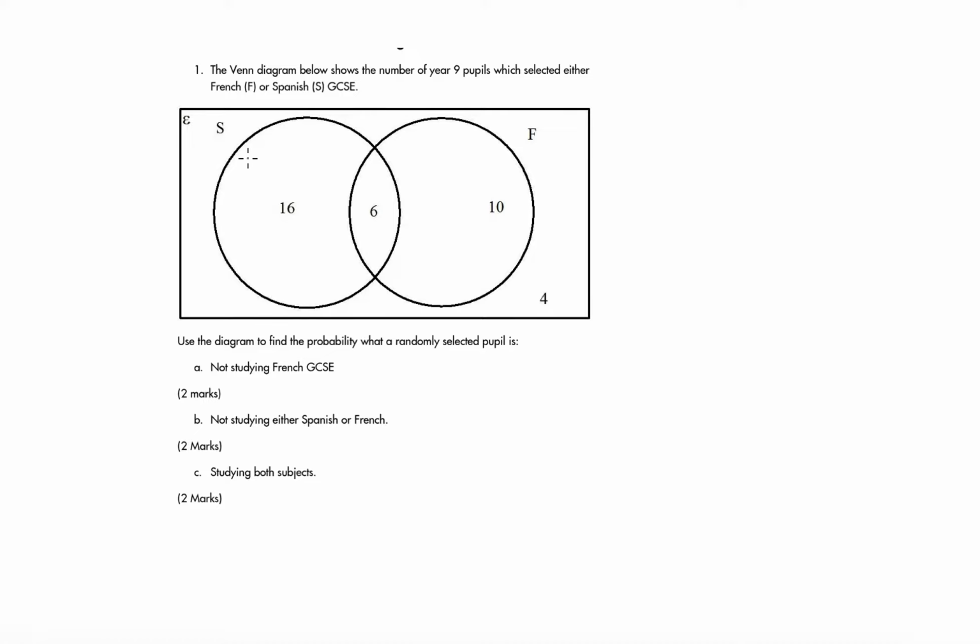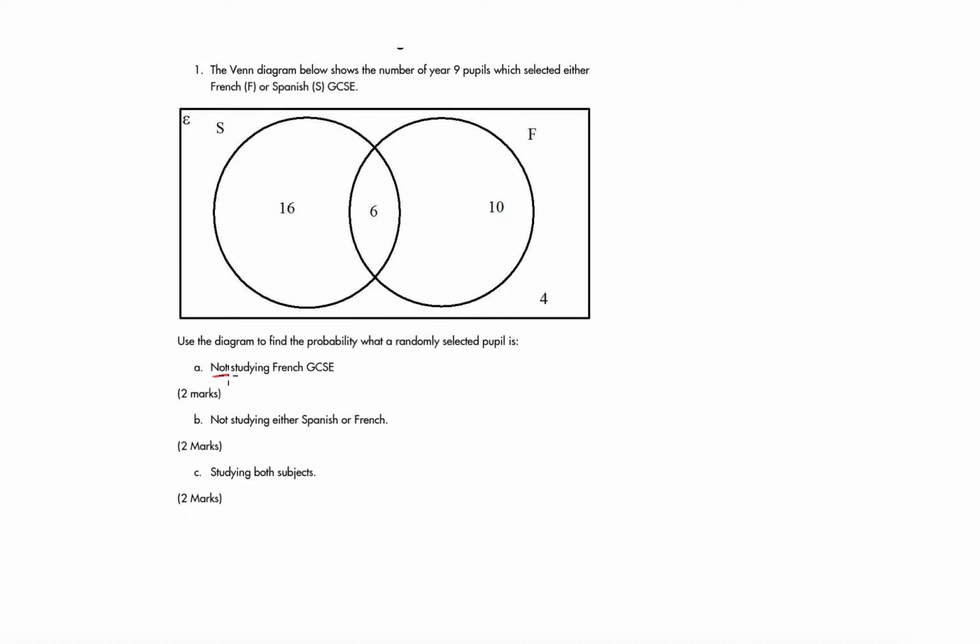The Venn diagram shows the number of Year 9 pupils who have selected either French or Spanish GCSE. So here we have the Spanish circle. So everybody in this circle studies Spanish. Here's the French circle. Everybody in this circle studies French. The people who are in this part, the overlapping section, study French and Spanish. Okay, the 16 people here only study Spanish, and the 10 people here only study French, and there's 4 people who don't study Spanish or French. Okay, 4 people here that don't study those languages.